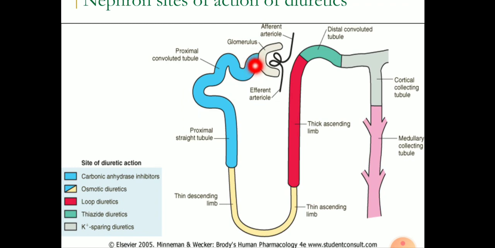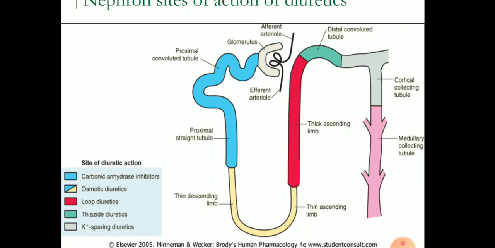So, I'm starting with this part of proximal convoluted tubule where you will see at this cortical part, the drugs which are predominantly acting are carbonic anhydrase inhibitors. Out of that, one example is acetazolamide. You have heard this term in context of glaucoma.